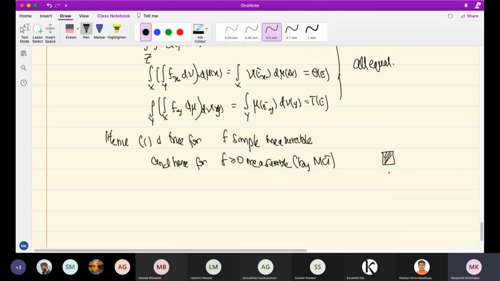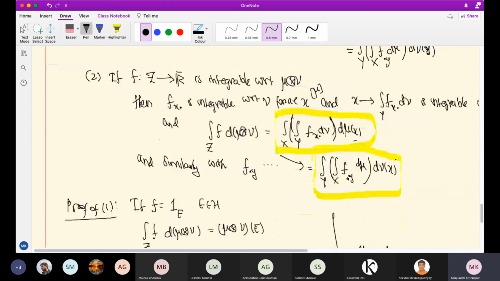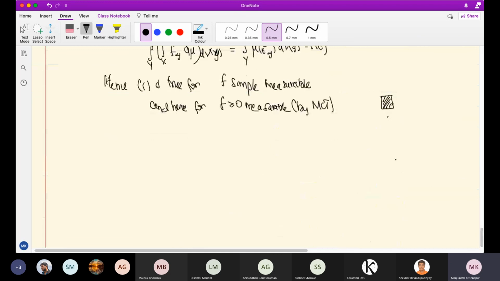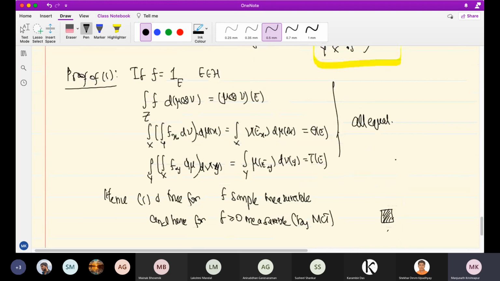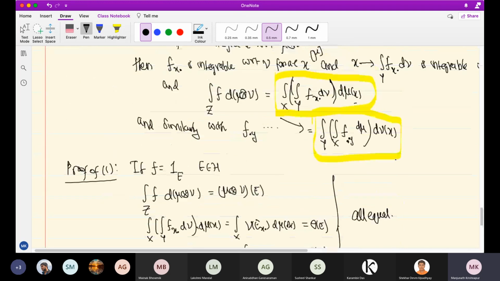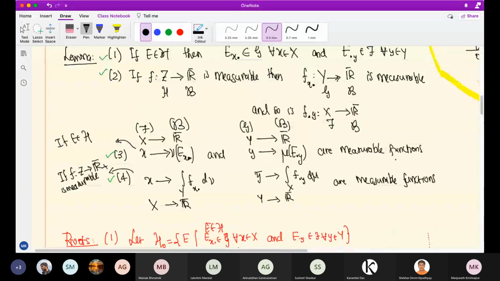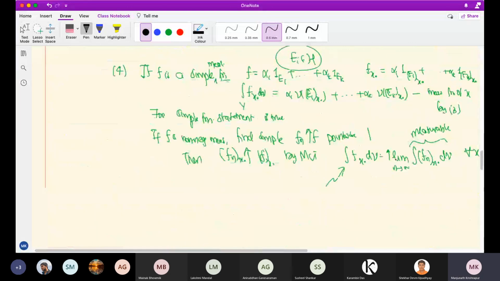And the second part is fairly straightforward from the first one. So you can look it up in the book or notes, which I will put up later. Okay. So that ends Fubini's theorem. This is pretty much what one wanted to show here. It's a very useful theorem. It's a very powerful theorem.